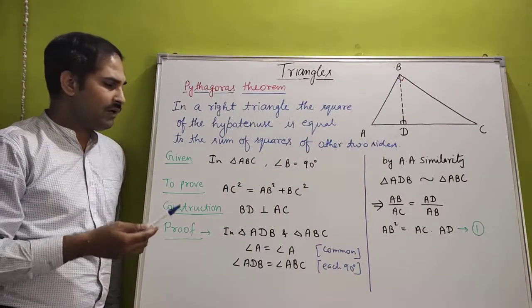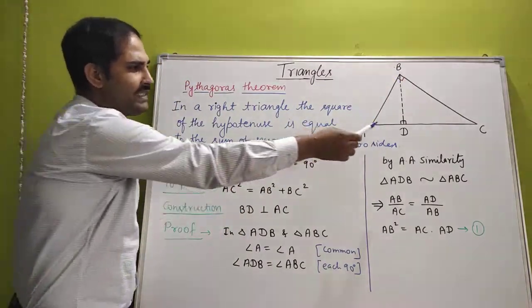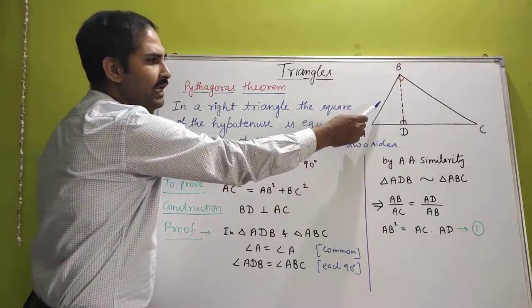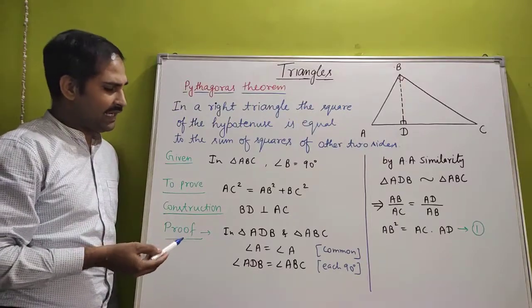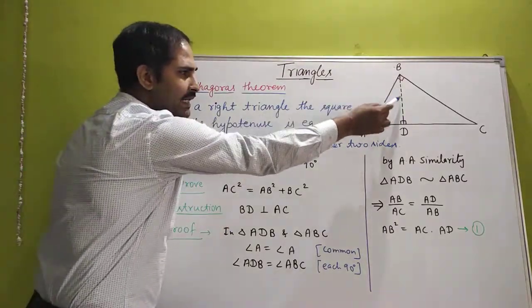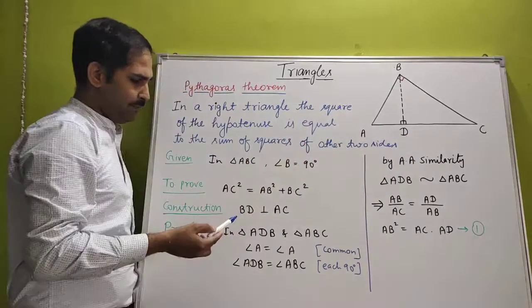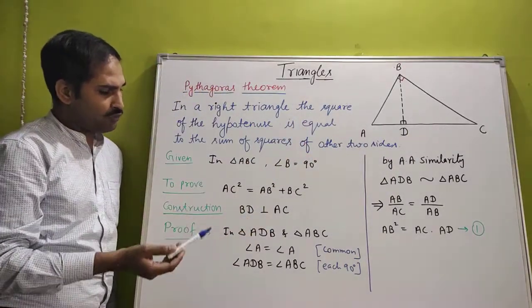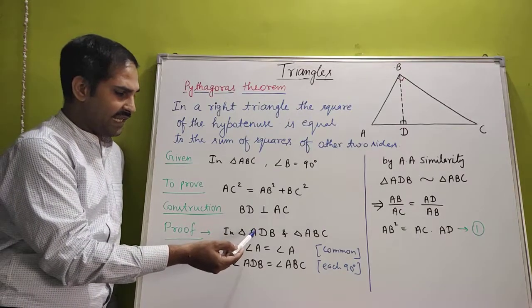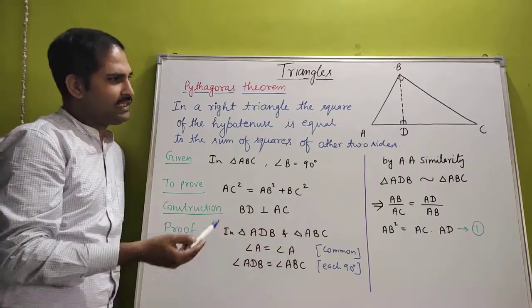What we have to prove? We have to prove that the square of AC, that is AC square, is equal to AB square plus BC square. So the construction part is: draw BD perpendicular on AC. To prove this, first of all we have to show these two triangles, that is ADB and ABC, similar. For this, let us see.